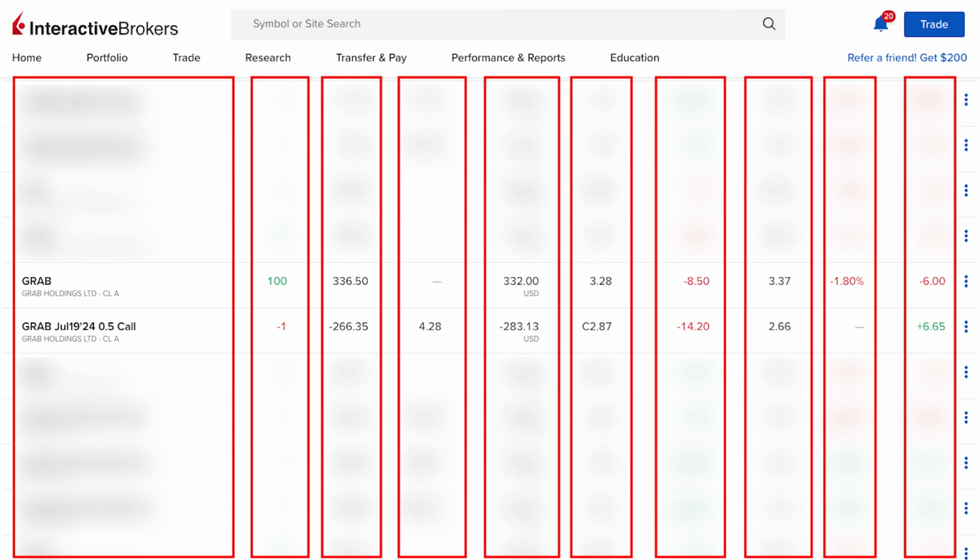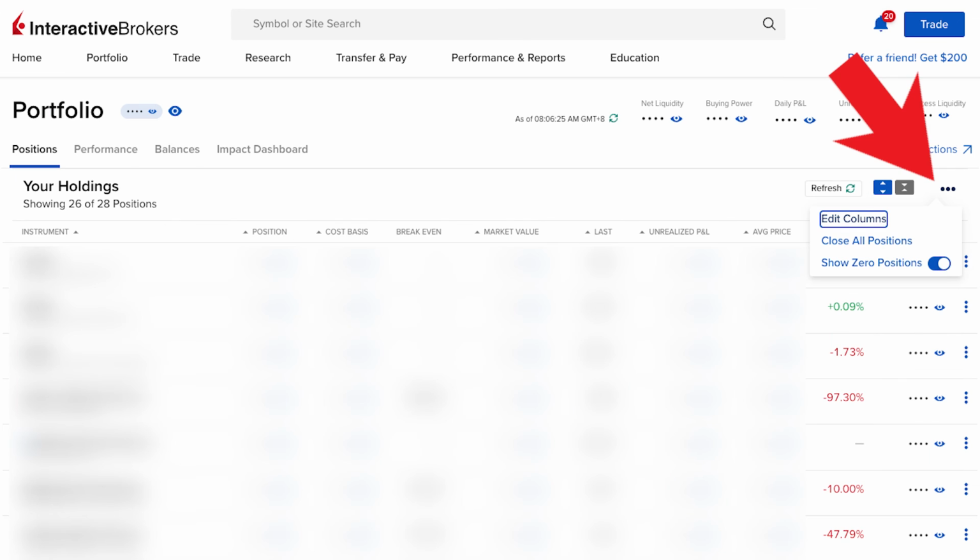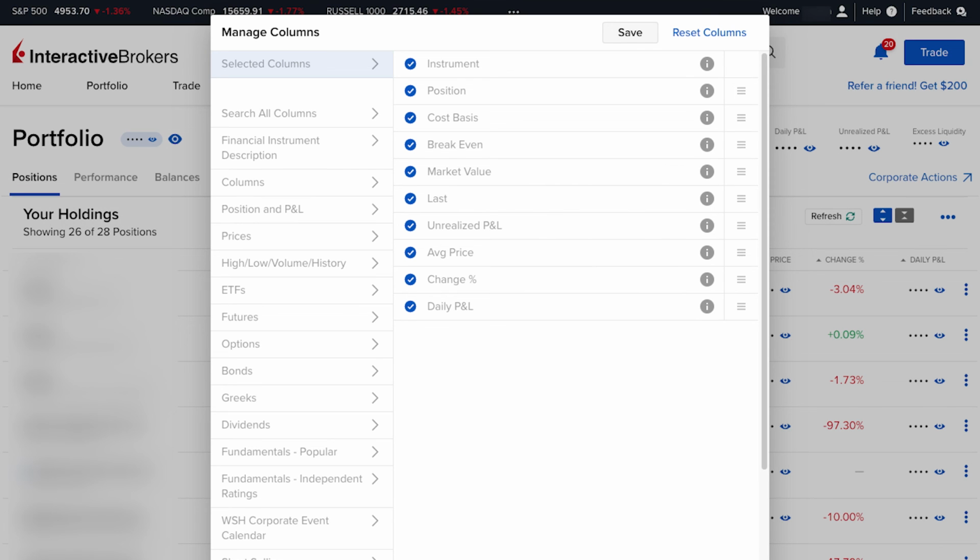All these columns here, you can edit them by clicking the three dots at the top right. Then you can change what you want to see and what you don't want to see in your portfolio. All this can be done in your IBKR web portal on the desktop. So that's it on covered calls in Interactive Brokers.